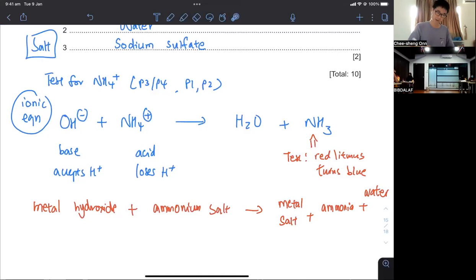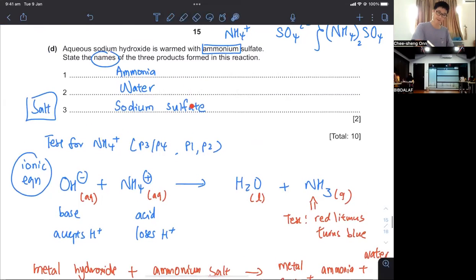Okay, so you do get the metal salt. I just don't show it in my ionic equations, because the ionic equation is just the overall big picture. So they want the name, they don't want the formula. Do read the questions, and that's it for today.